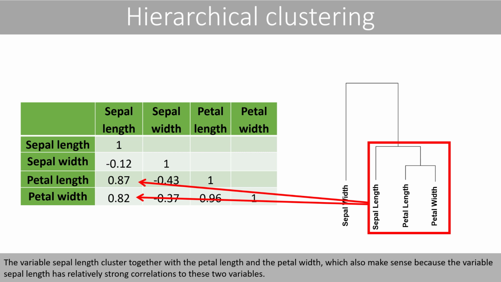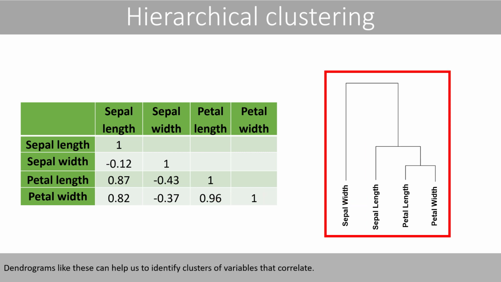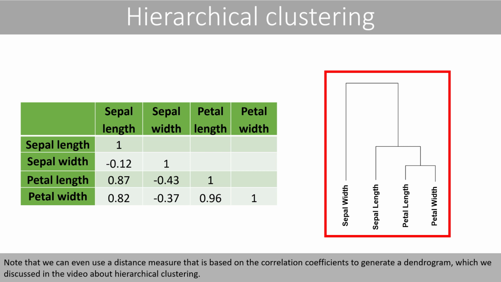The variable sepal length cluster together with the petal length and the petal width, which also makes sense because the variable sepal length has relatively strong correlations to these two variables. Dendrograms like these can therefore help us to identify clusters of variables that correlate. Note that we can even use a distance measure that is based on the correlation coefficients to generate a dendrogram, which we discussed in the video about hierarchical clustering.